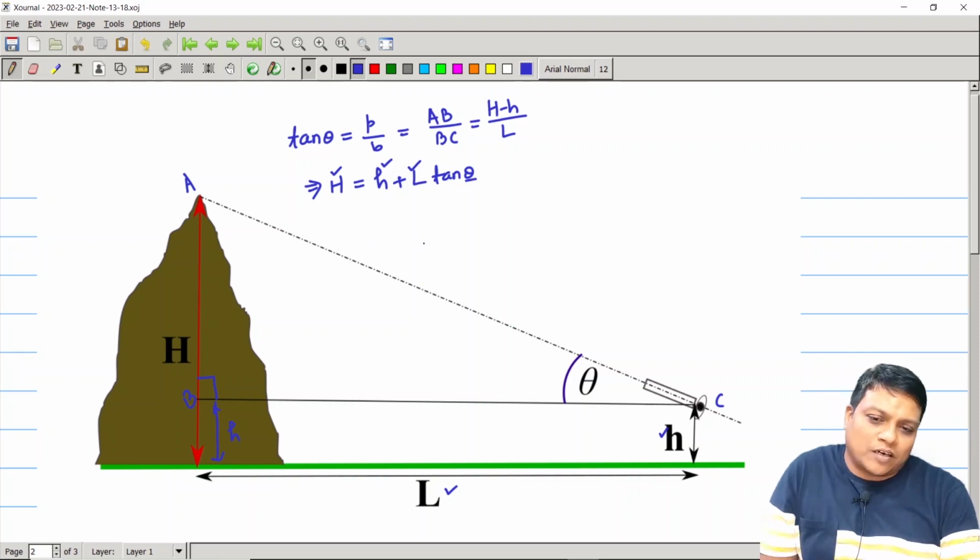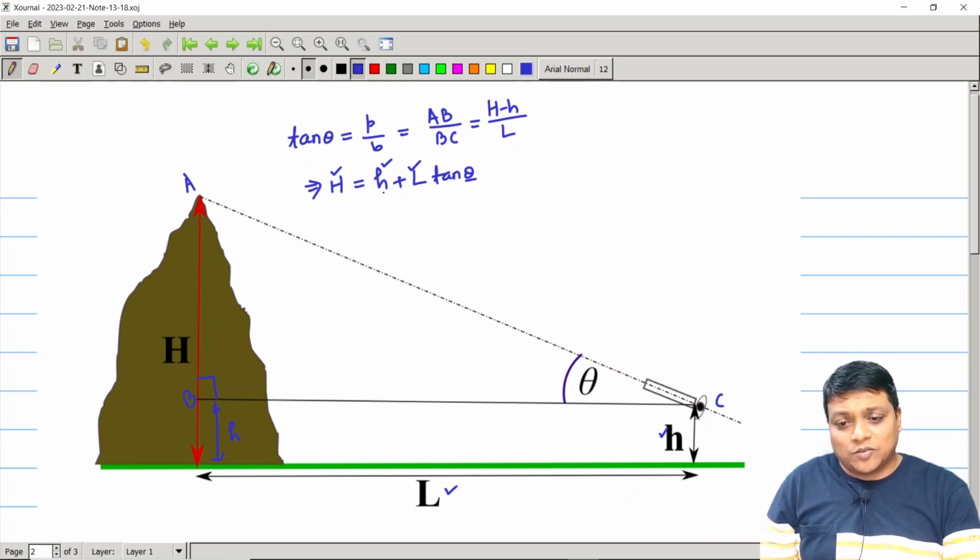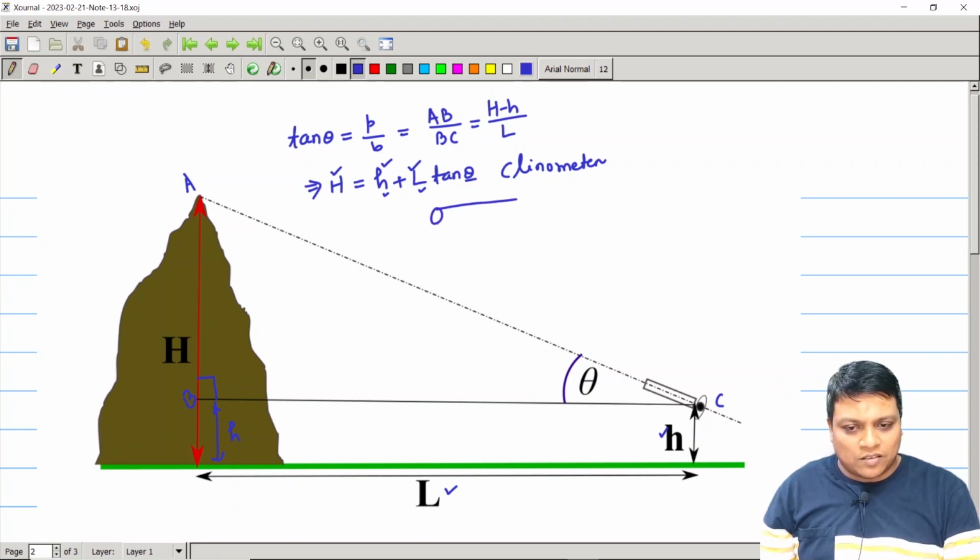So how can we find out the value of theta? We can use suitable measuring devices to obtain the values of small h and L, whereas theta needs to be obtained from a suitable device known as a clinometer. This is a device which is basically used to measure the angle of elevation and angle of depression. It consists of a see-through pipe, and to measure the angle, an angle measuring device is attached to it.